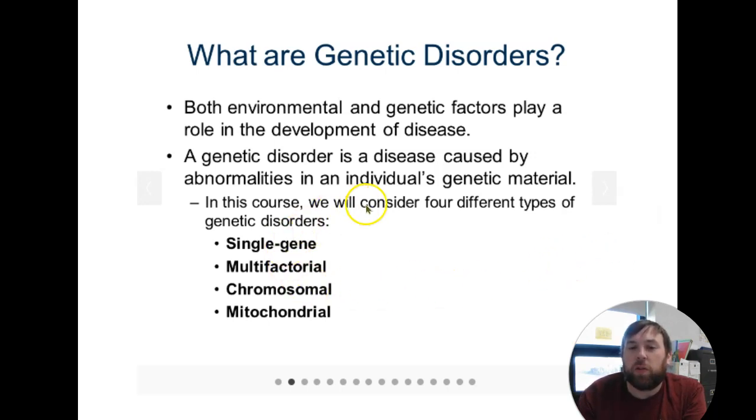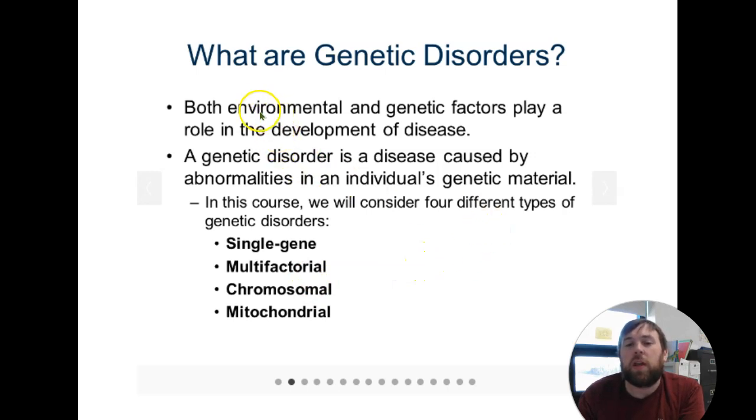Now, in this course, we're going to consider 4 different types of genetic disorders: single gene disorders, multifactorial disorders, chromosomal disorders, and mitochondrial disorders. Really, these are pretty simply understood based on the titles, but we'll talk about each of these individually in just a moment here.